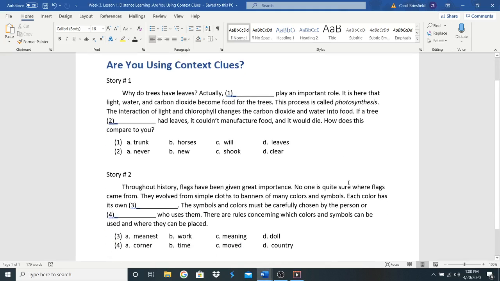And it's called, Are You Using Context Clues? And I've got a story number 1 that we will do together and a story number 2 that I want you to do on your own. So let's just go ahead and read story number 1.